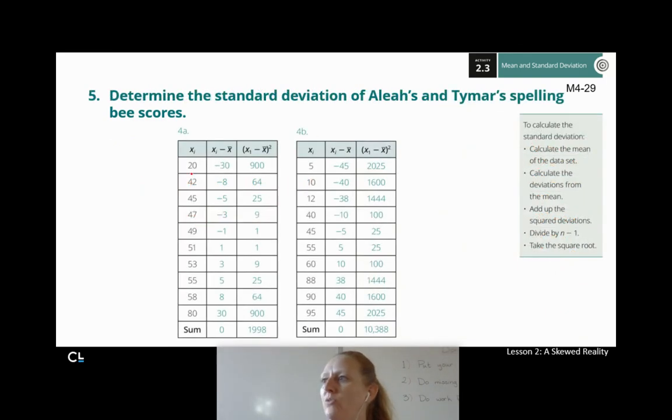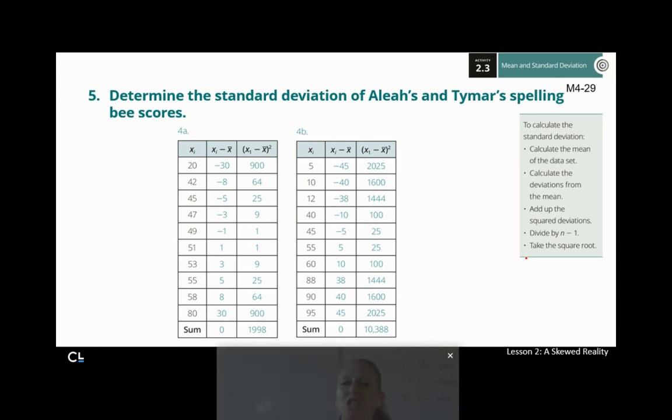Finish it off. We've got Aaliyah's table filled in. We've got Tamar's table filled in. Finish it off. Remember to divide by the number minus 1 and then do the square root. So hit pause, work these out to find the standard deviation, hit play to check your work.